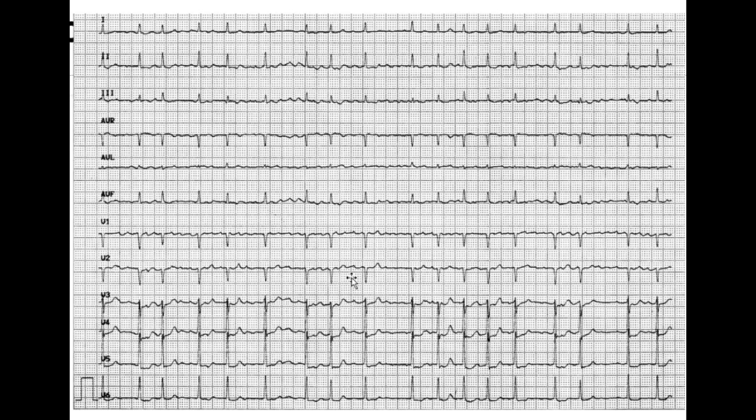And if you calculate the frequency in between the small F waves, it's around 400 to 450. In this case, the ventricular response, since the heart rate is 96 beats per minute, there is rapid ventricular response.